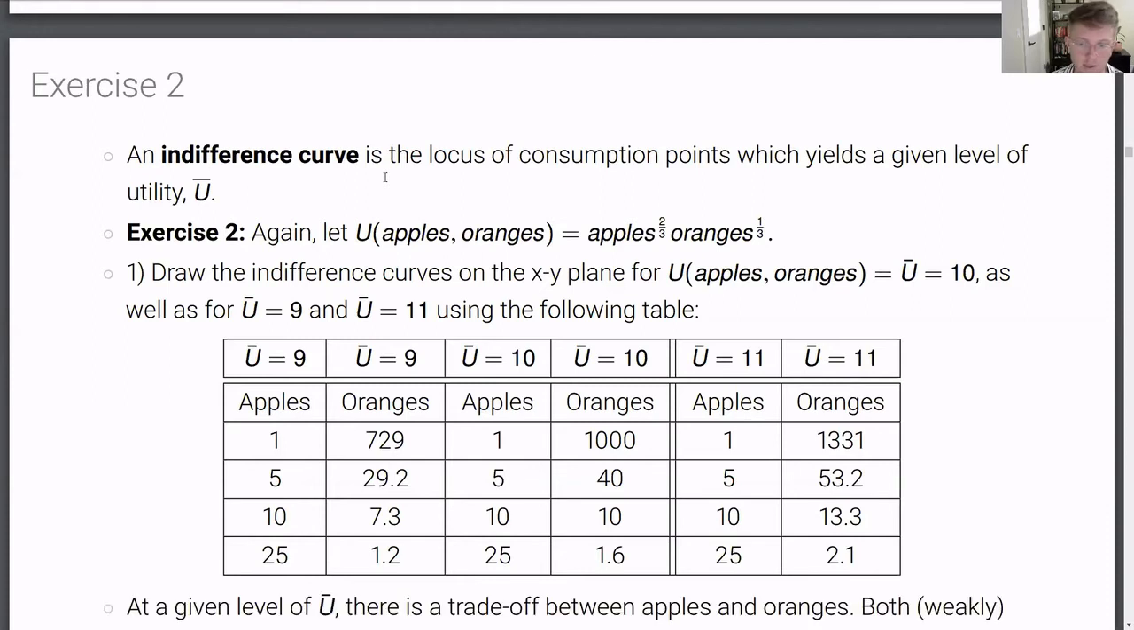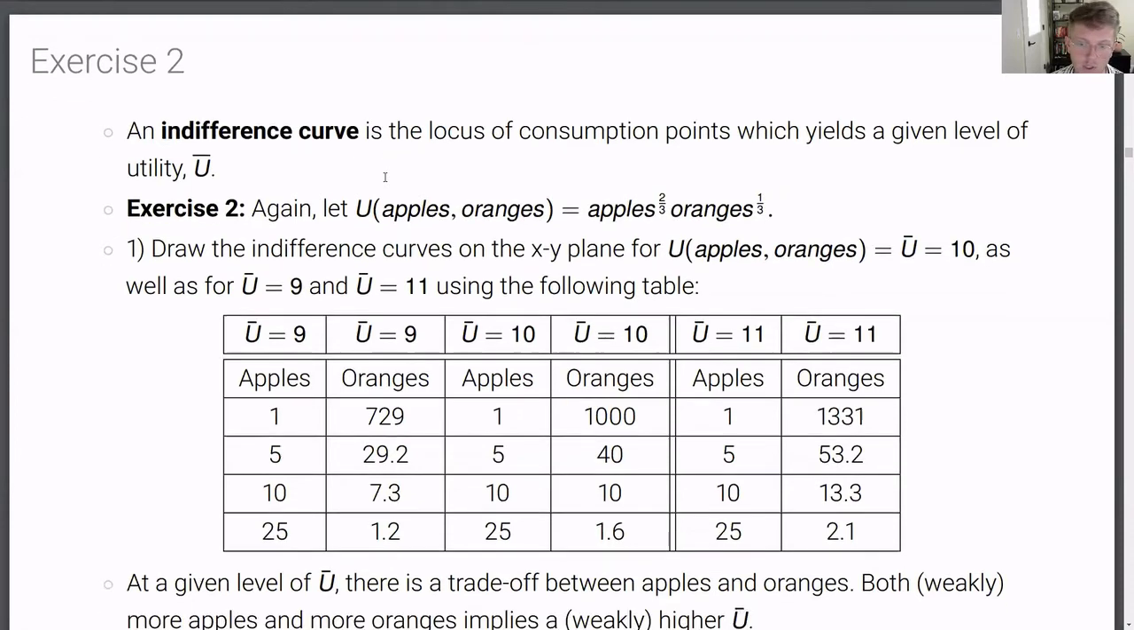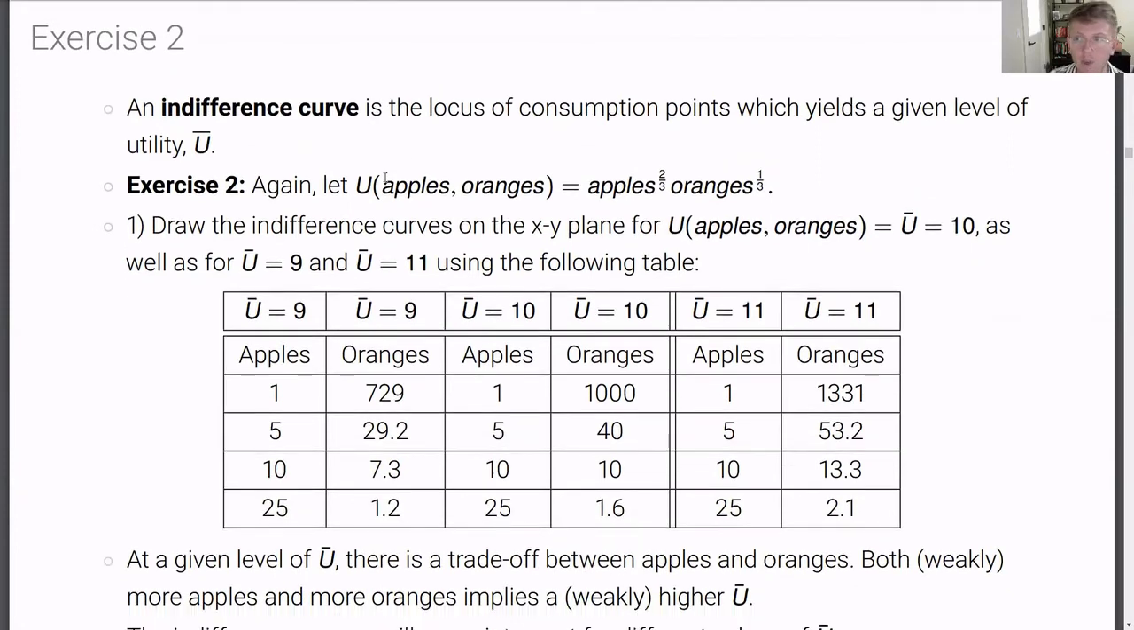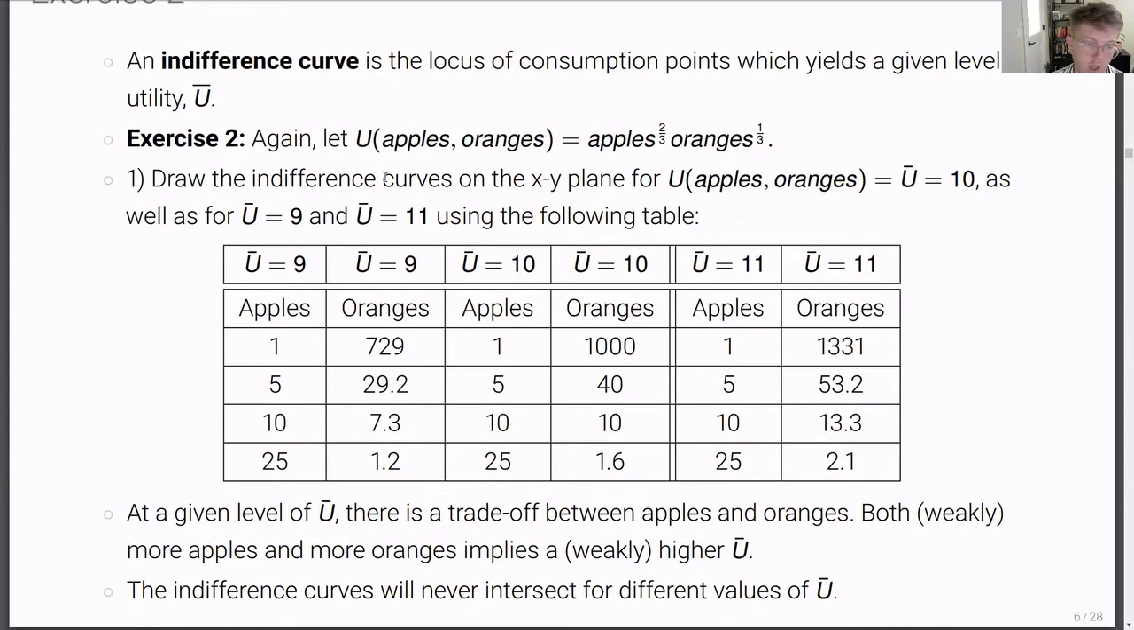So let's plot this. You can see that at any given level of U, there's going to be a trade-off between apples and oranges. So if, for instance, we have a given number of apples and oranges, and we either increase apples or leave it the same, or increase oranges and leave it the same, then we'll have more utility. In this utility function, more is always better. So as long as I increase one of apples or oranges and don't decrease the other one, I'm always going to be weakly better off.